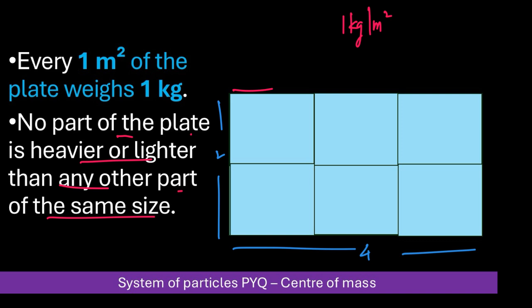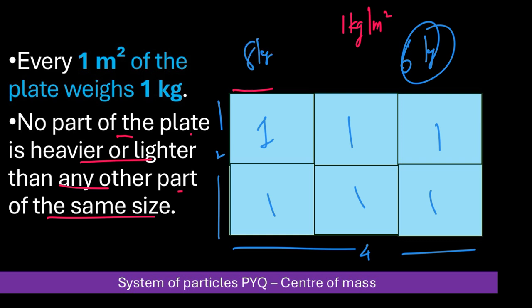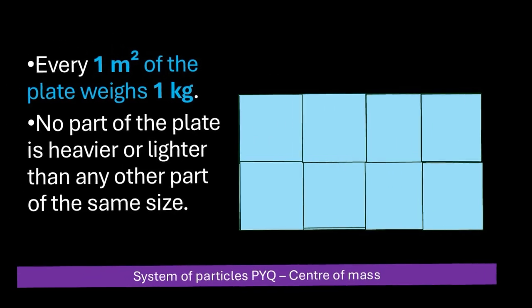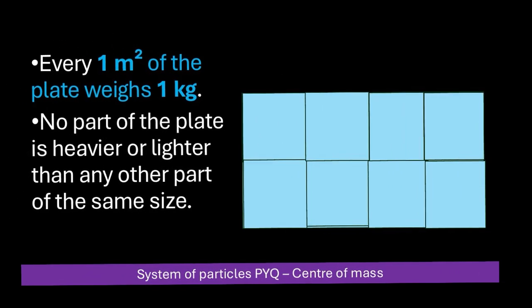Okay, so what I was trying to convey here is, if this is 1 kilogram per meter square, this will be 1 plus 1 plus 1 plus 1, which will give you only 6 kilograms. But the total weight here is 8 kilograms. So such a division of mass is not possible here. But if we choose this reference, then it makes sense.